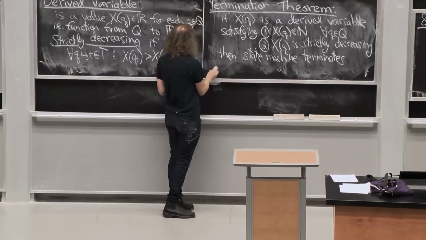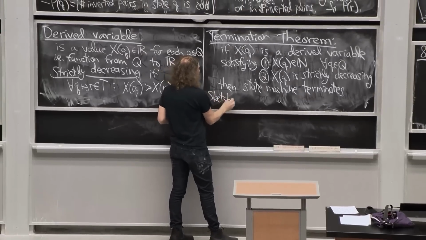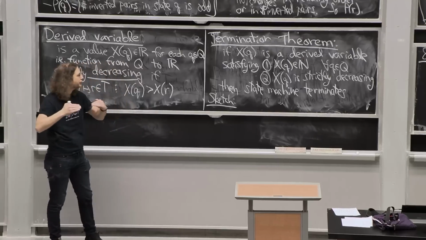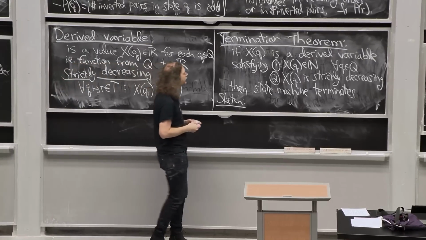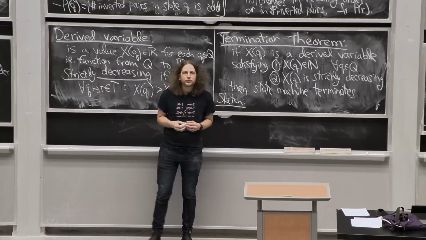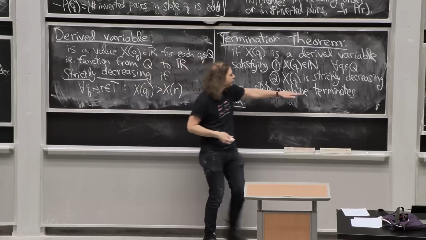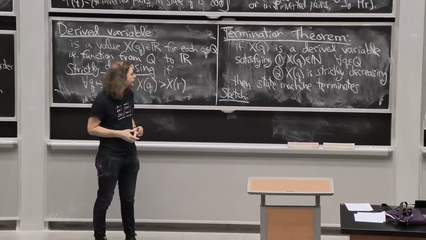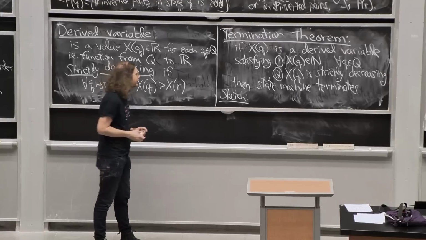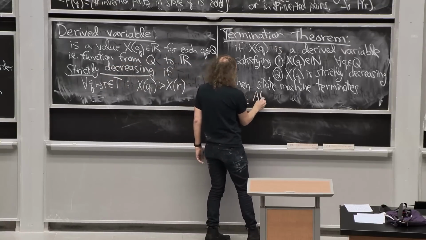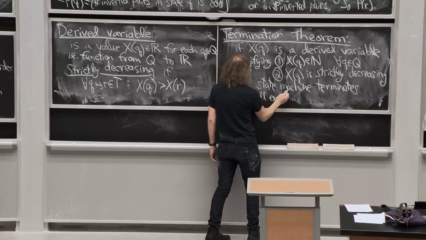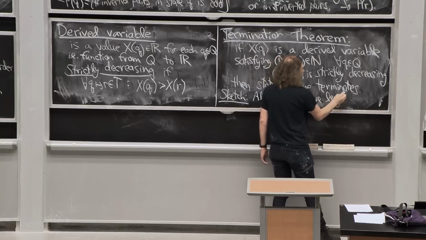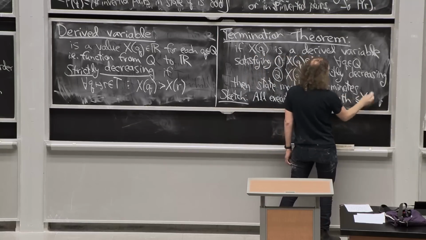I'll write down what I would call a sketch that's thinking about it kind of the other way around. Instead of focusing on x of q decreasing, I want to think about executions of this machine. We want to prove that the machine terminates. That means that there are no infinite sequences. In other words, all executions have finite length. I claim all executions have length at most x of q0.